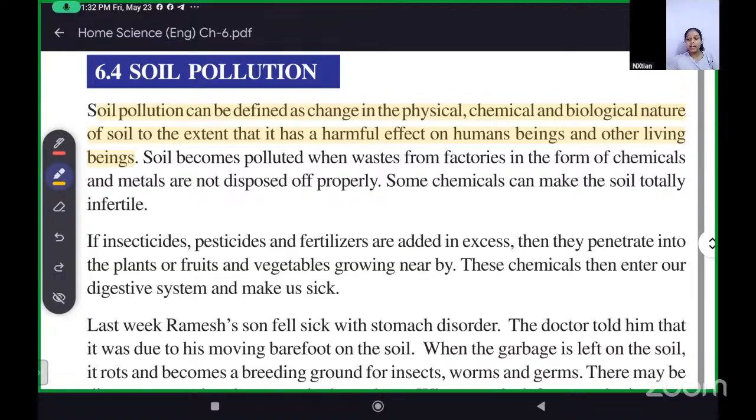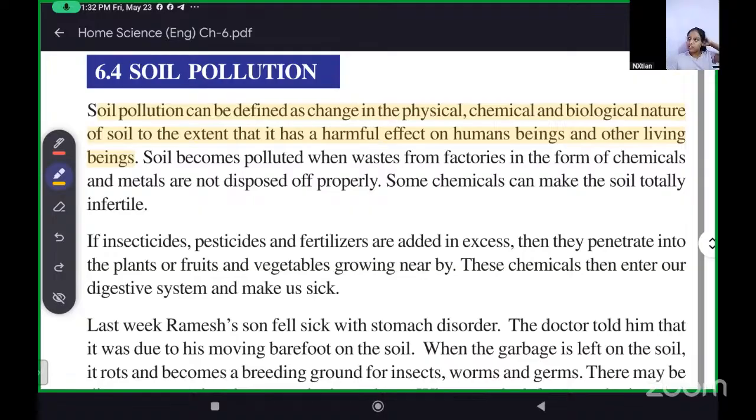What is biological nature? Biological nature is when the soil is contaminated, it becomes infertile. Infertile means that it is unfit for plants to be grown in. Physical means change in the physical property of soil. Chemical means change in the chemical content or property of the soil. Biological nature means change in the ability of soil to grow plants. Change in that capacity of the soil.